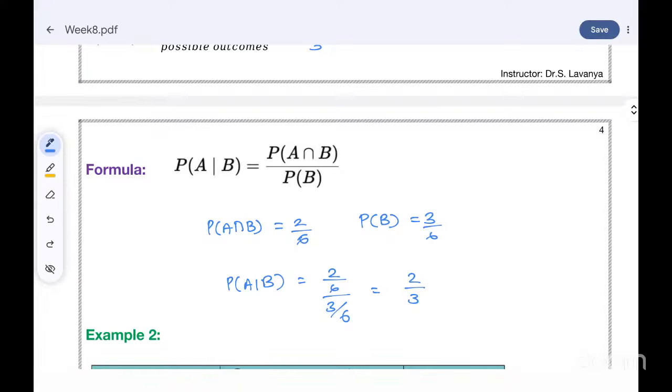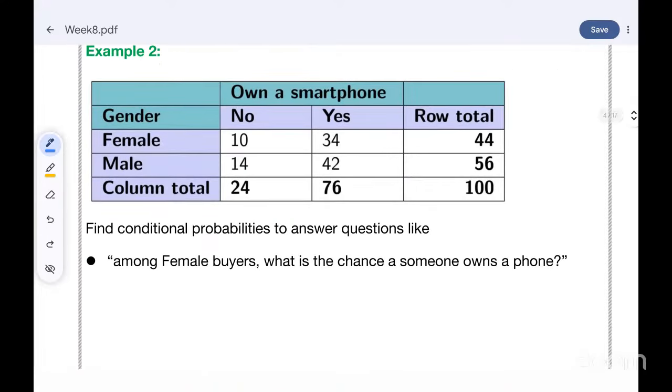Let's try to understand it better with another example. Let's continue with the same example we considered earlier. Now find the conditional probabilities to answer questions like this one. Among female buyers, so what is given to you? This is the first condition. What is the chance someone owns a phone? What can be the answer in this case?